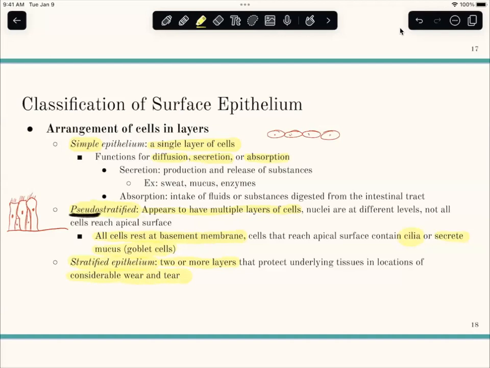So stratified, we get this layer of cells, but then we have another layer, and usually another layer, and like another layer even. So there's lots of layers of cells here. Sometimes they can be just two layers, but it has to be more than one layer, so two or more to be stratified.